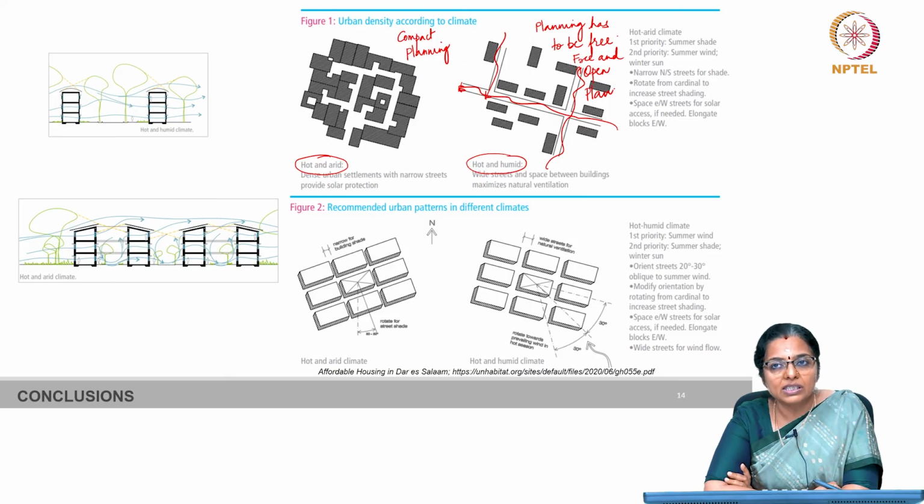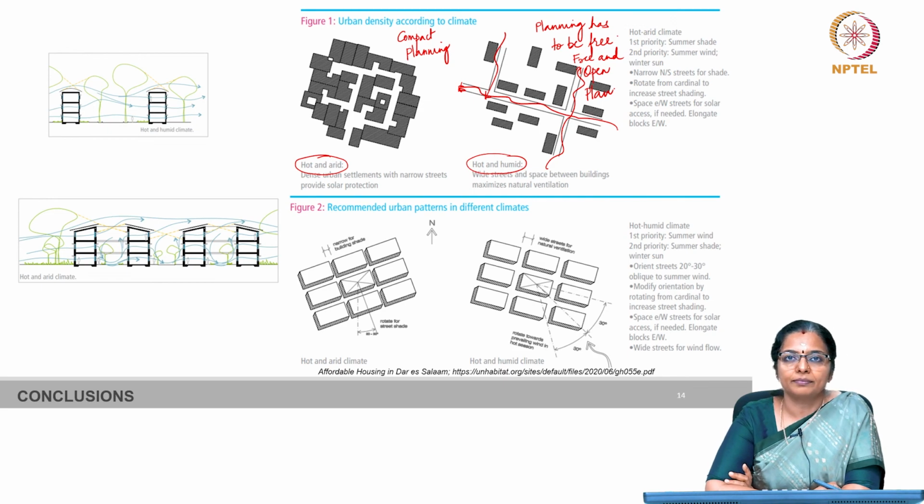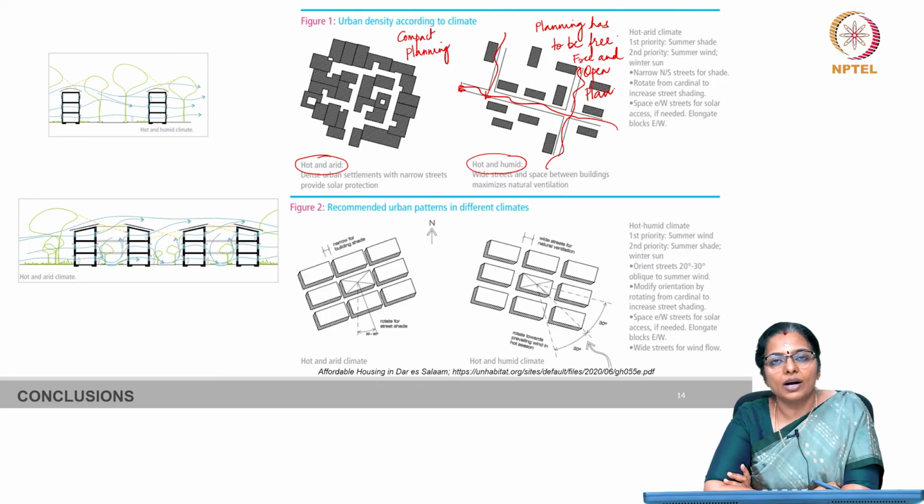Therefore, to achieve sustainable housing, it is important to build considering the prevailing climate condition with planning as an important strategy. With this, we will stop this class and we will continue our next class with yet another strategy.